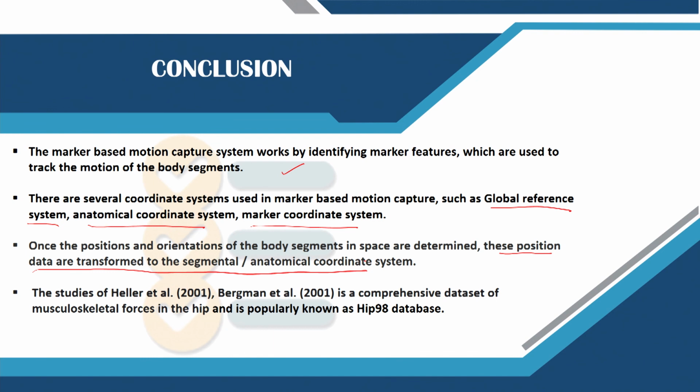The pioneering studies of Heller and Bergman form a comprehensive data set of musculoskeletal forces in the hip and are popularly known as the HIP98 database.